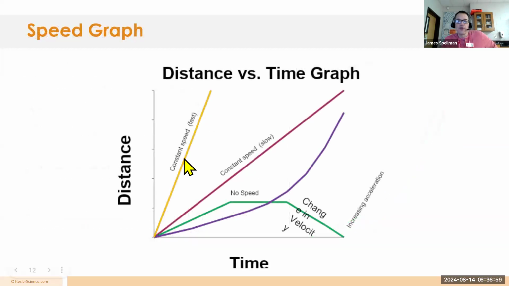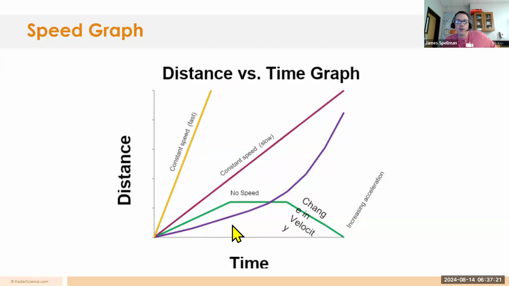So if we put all that together and look at these graphs, this yellow line would be something that's at constant speed. This purplish red line is also at a constant speed, but the yellow line would be something that's going faster because it's got a greater slope. In other words, it's changing distance in less time. This reddish one is changing distance, but it takes more time.